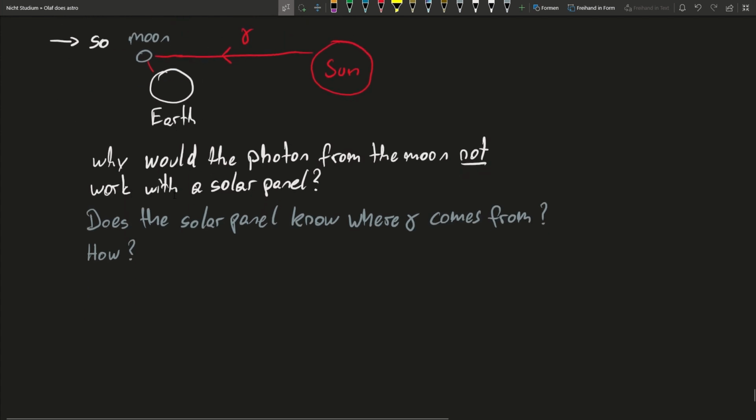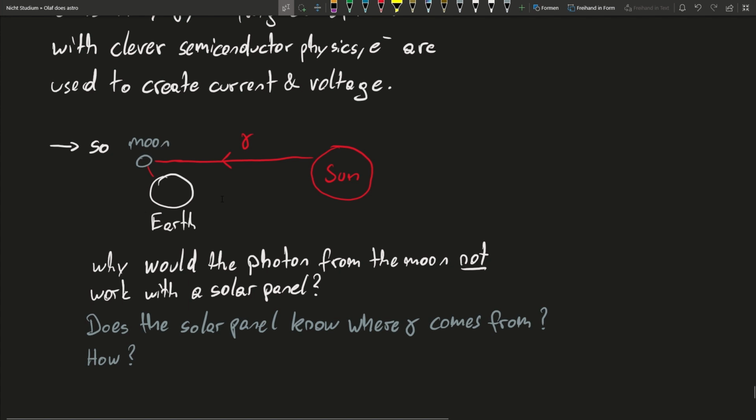Unhinged. Truly unhinged. How do the solar panels know where the gamma comes from, and how can it distinguish which photon it is? I would love to know if you could tell me that. I love your literalism, Flatzoid.